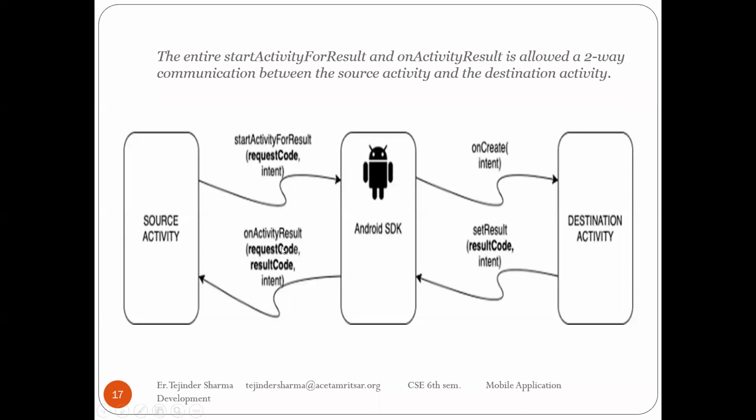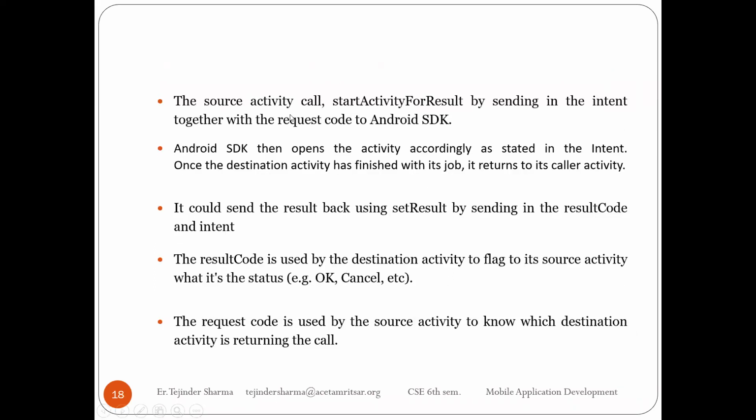So let us look at the steps which are being followed. The source activity calls the startActivityForResult method by sending the intent together with the request code to the Android SDK. I told you that the request code is the identification of the source activity. The Android SDK then opens the activity as stated in the intent. It will look for the name of the activity which we have connected with our intent. Once the destination activity has finished its job, it returns to the caller activity. Then it sends the result back using setResult, with the result code and the intent.